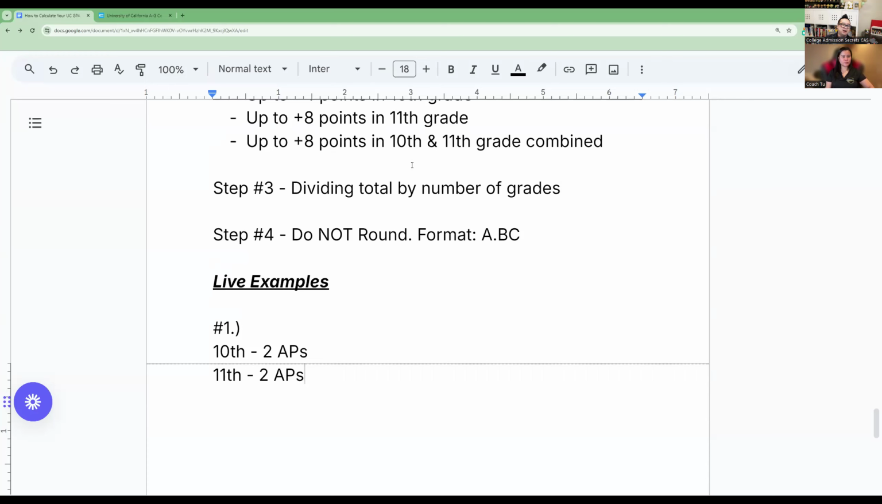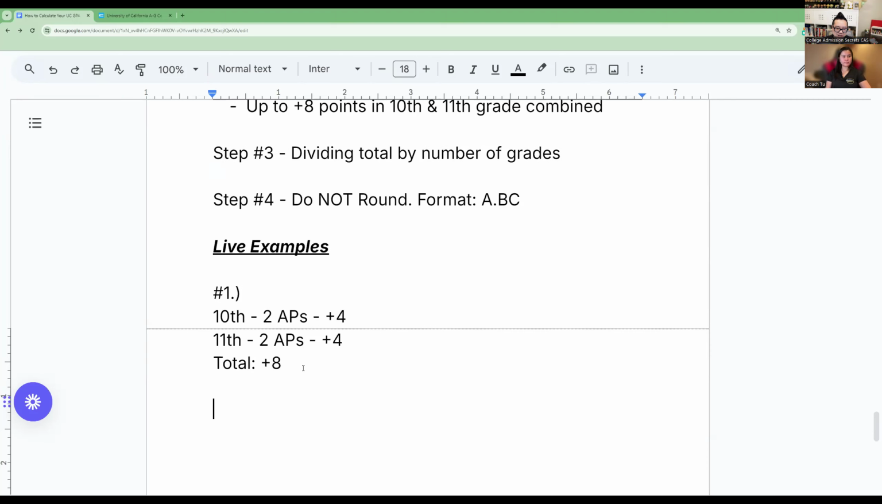So how many honors points can this student earn for 10th grade? 4. And how about for 11th grade? 4 as well. So the max this student is getting in total is +8. Pretty simple, you guys are following along. 2 APs means each AP is getting a +1, +1 in 10th grade, and in 11th grade +1, +1, so +4 total. That's a pretty simple example.